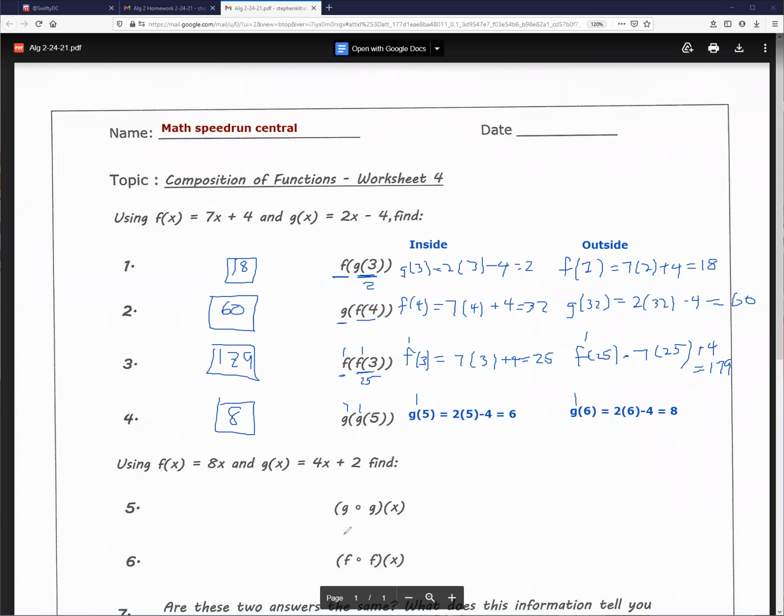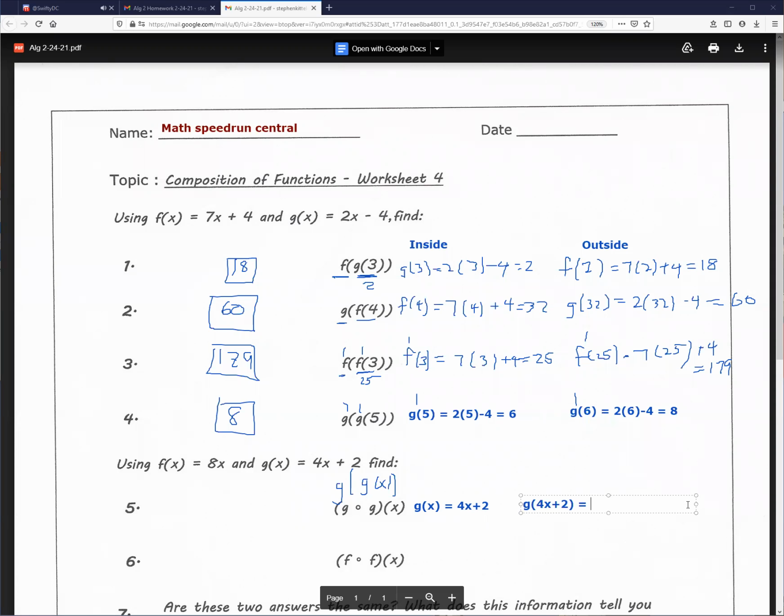Now we're doing the same thing, except they wrote it differently. G of x. That's all that says. It's g of x. Okay, so let's continue. Inside function g of x. Well, g of x literally is 4x plus 2. Okay, that's not a big deal, but then we do g of that. So g of 4x plus 2.